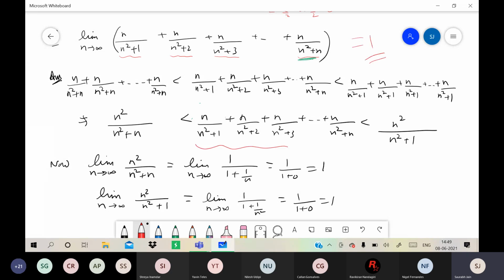Why? Because it is the middle function. Since the left and right are having same limit at n tending to infinity, therefore the limit of the question will also be 1. Okay. This is the process by which we apply sandwich theorem.